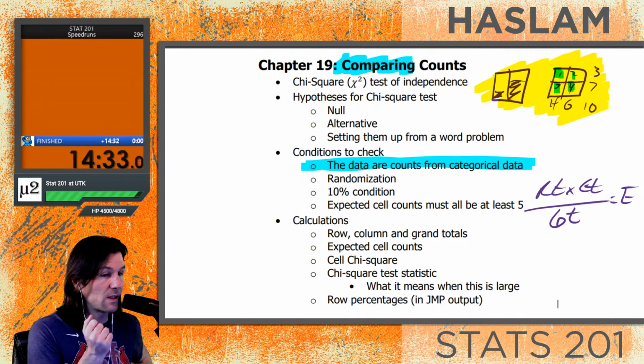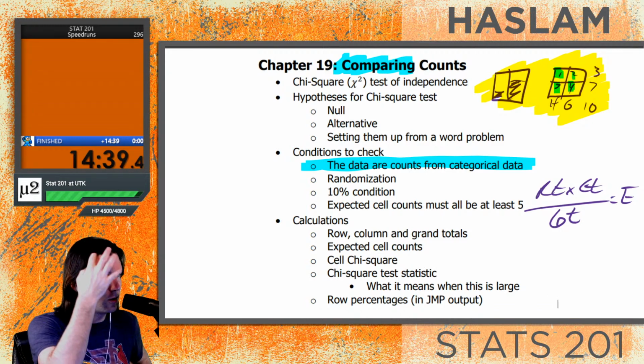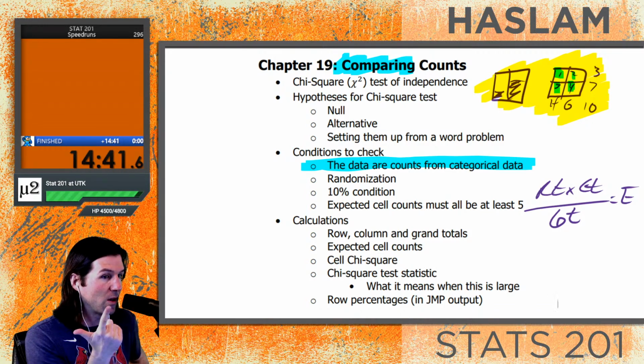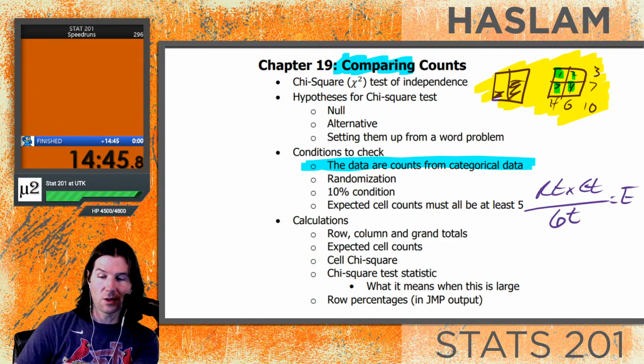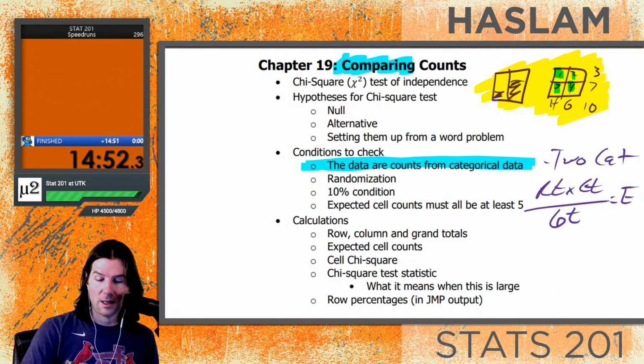So is our previous example with pets and year at UT categorical? Yes, because owning a pet is a category, yes, no. And your year at UT is a category: freshman, sophomore, junior, senior. So we have 2 categorical variables. So the way to check the count data condition is 2 categorical variables. And if you have 2 categorical variables, you're good.